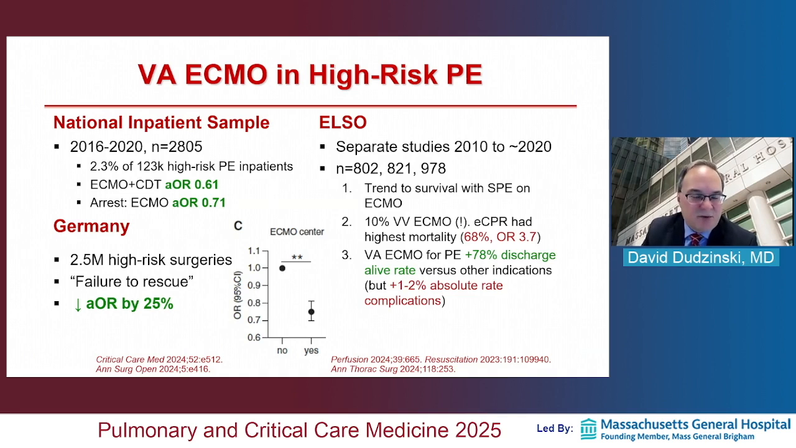So the National Inpatient Sample in 2016 to 2018 looked at 3,000 high-risk PE patients, and the application of ECMO with therapy reduced the mortality rate by 39%, and even in arrest reduced it by 29%. The ELSO organization had 3 studies based on their database, so slightly different inclusion criteria, which accounts for the slightly different N. And one of the main findings from one of these trials was that the application of VA ECMO to PE-related arrest actually had a much higher survival rate compared to the application of ECMO for other similar lethal pathologies. But of course, again, you have to pay for that potential benefit and watch the rate of complications.